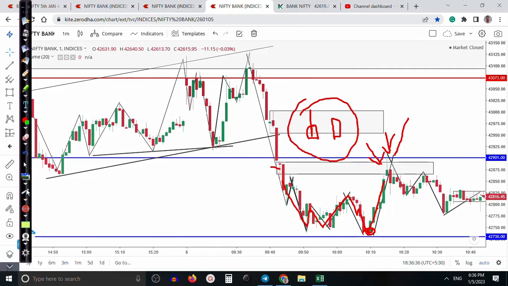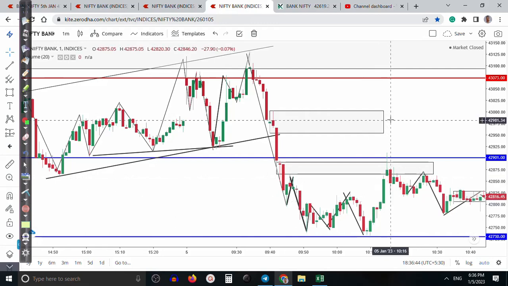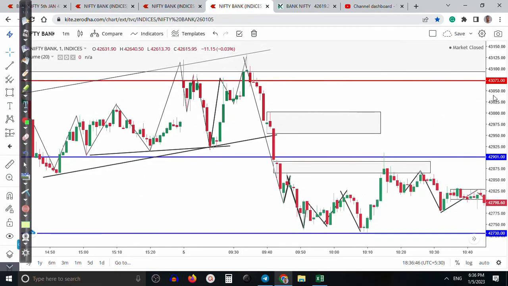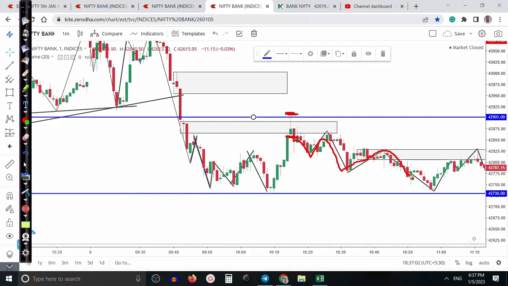So here they formed a thin bar. Let me remove exactly this line and this line, then it becomes clear. Have you seen this thin bar? Once they form a thin bar, what I did, I placed my sell limit order a little bit below, and I kept my SL above this area. So finally, you can see price hit this level. Let me show you.